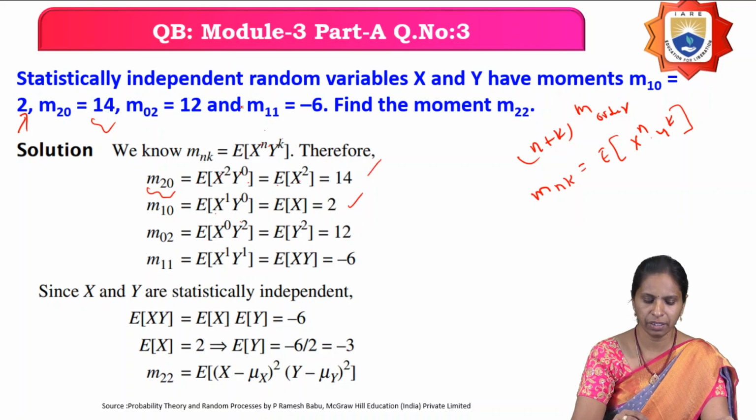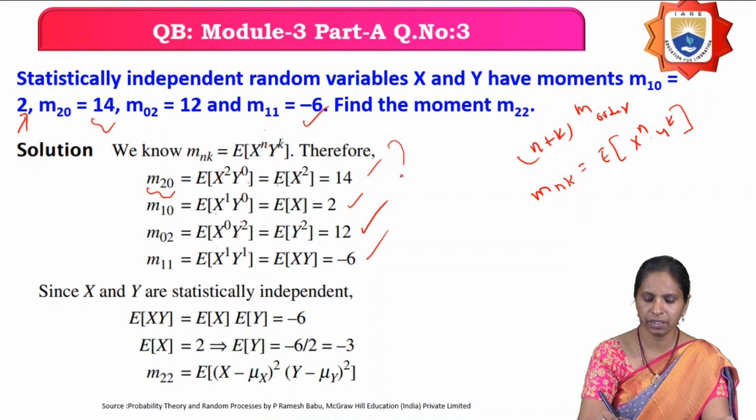Next, what is given here? M02. What is M02? N value is 0 and k value is 2. So expectation of x power 0 into y square, which equals expectation of y square, which equals 12. Next, what is M11? Expectation of x power 1 into y power 1, which is nothing but E of xy. What is E of xy? It is given here as minus 6. So these are the given data.